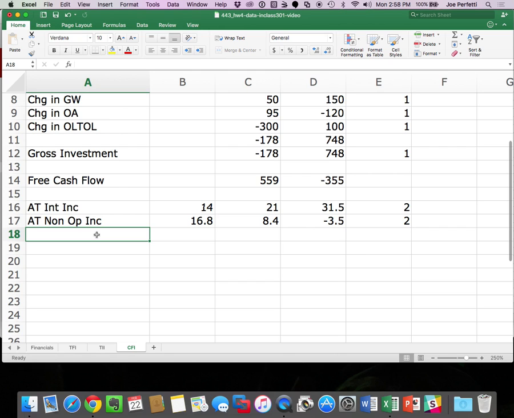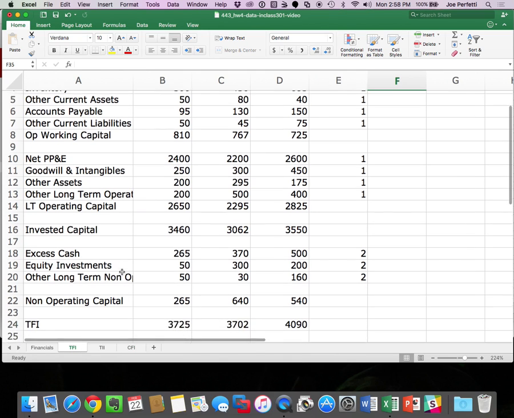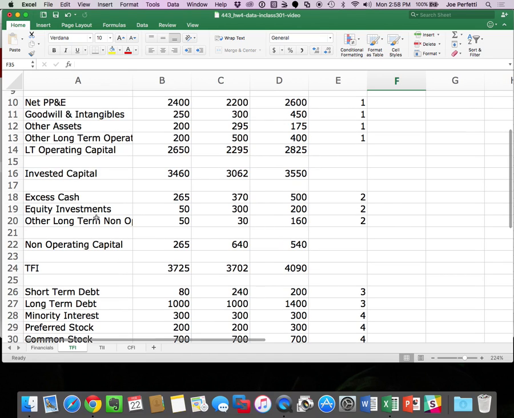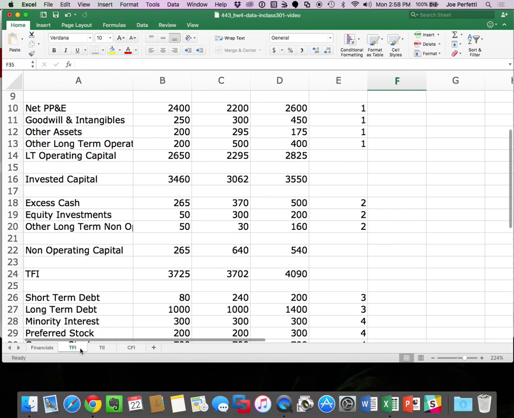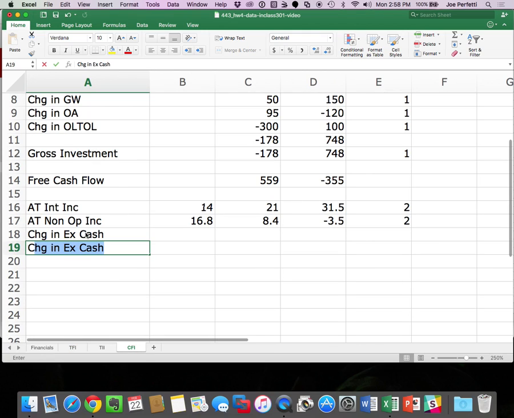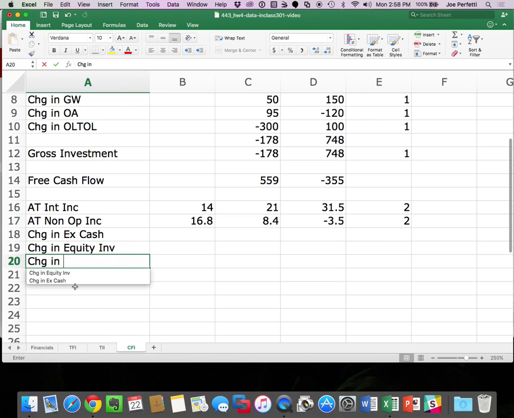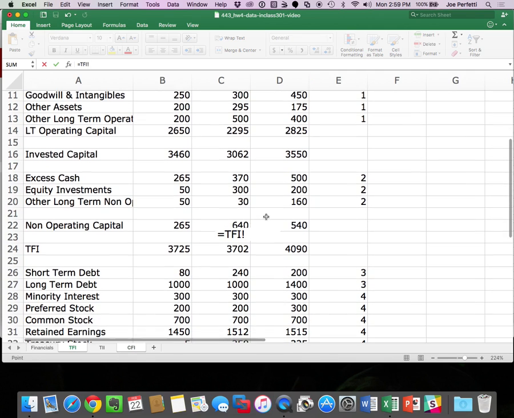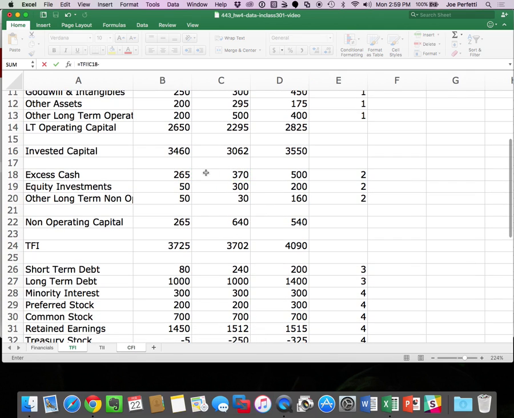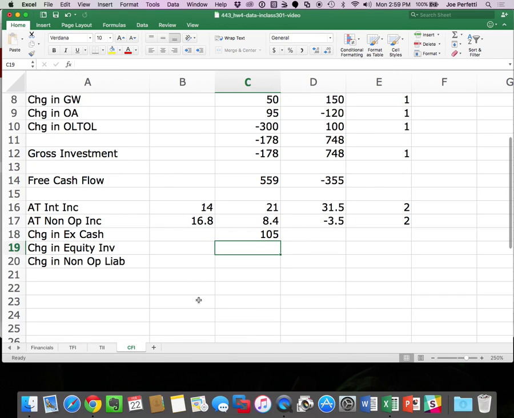Right? And then I have my change. Look for my 2s. What do I have 2s to change on the balance sheet? Well, they're here. Change in excess cash. Change in equity investments. And change in non-operating liabilities. All right, so my excess cash went from 265 to 370. It went up by 105.